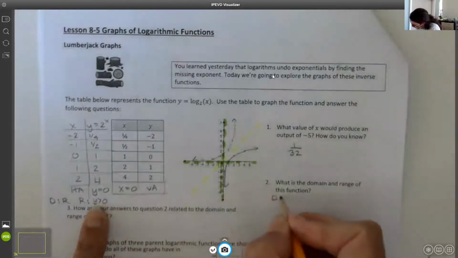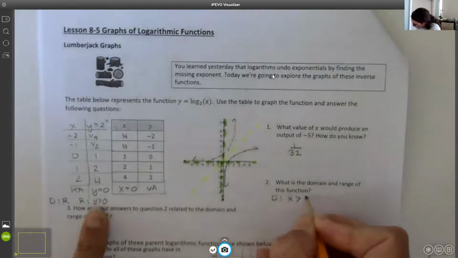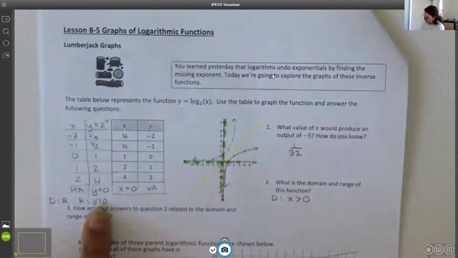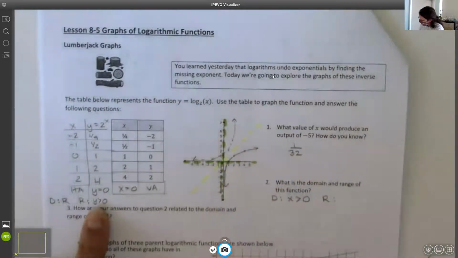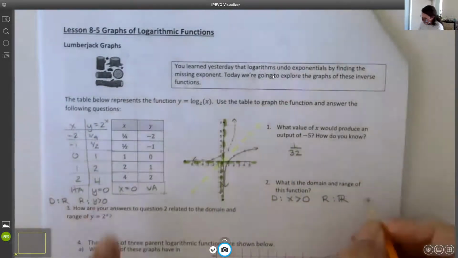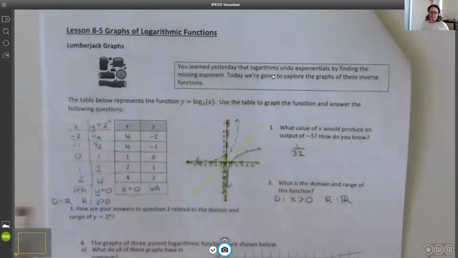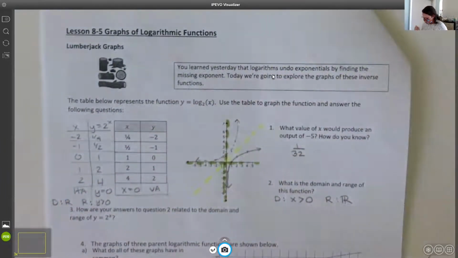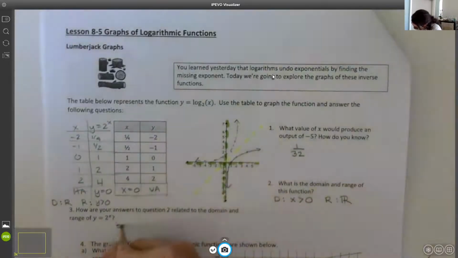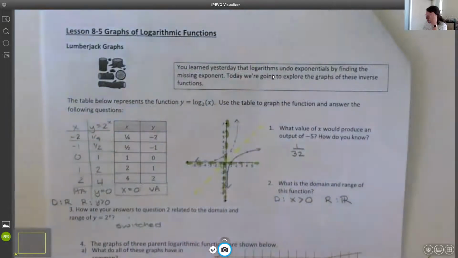So the domain is going to be that x is going to be greater than 0. And then the range, you'll notice the y values can be anything, which is the same as the domain of the exponential function. So your domain and range switch places as well. So you can say again that they're switched. So you can see in lots of different ways this log function is an inverse of the exponential function.